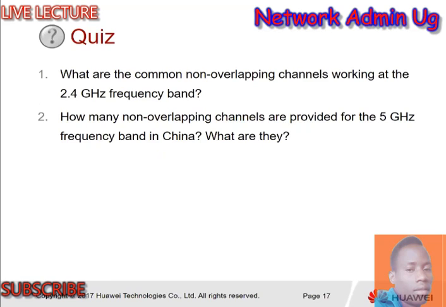Okay. We have already looked at these channels, the 5 channels. We have 161, 157, and another channel also known as the channel of 165, plus 149, 153, and the 161 channels. So there are initially 5 channels that are being used in China as the non-overlapping channels for the 5 gigahertz frequency band. Yes, Musa?